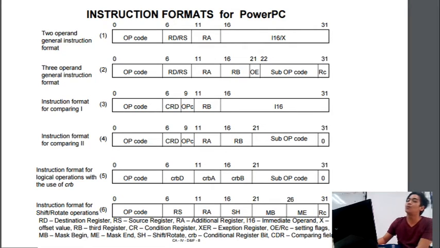The fifth one is the instruction format for logical operations with the use of conditional register bits. It consists of opcode, a CRBD, a CRBA, a CRBB, and the sub-opcode. The sixth one is the instruction format for shift or rotate operations. It consists of opcode, a source register, an additional register, a shift or rotate, the mask begin, and a mask end.